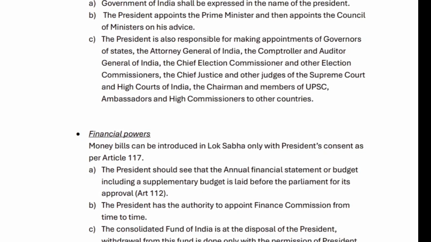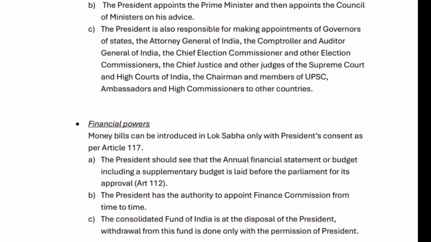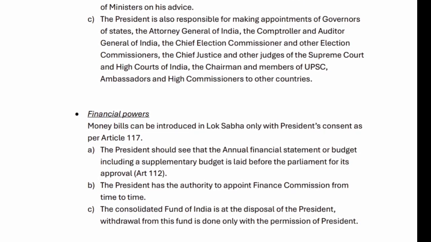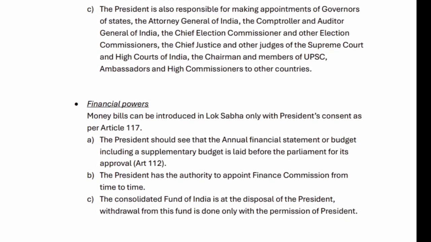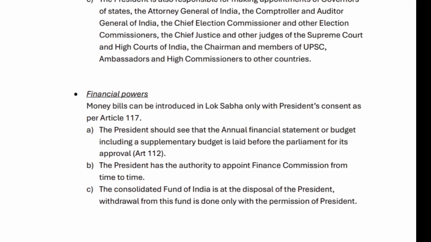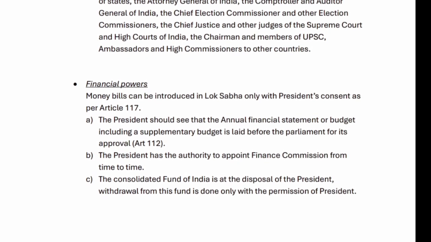Financial powers. Money bills can be introduced in Lok Sabha only with President's consent as per Article 117. A. The President should see that the annual financial statement or budget including a supplementary budget is laid before the Parliament for its approval. Art 112. B. The President has the authority to appoint Finance Commission from time to time. C. The Consolidated Fund of India is at the disposal of the President. Withdrawal from this fund is done only with the permission of President.